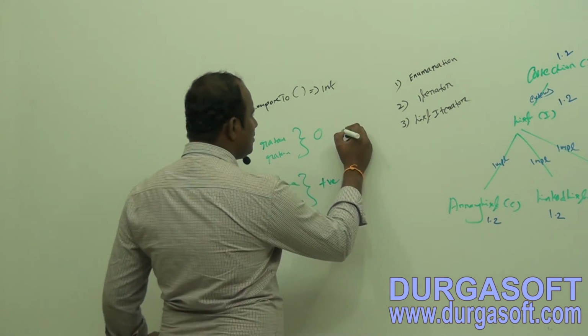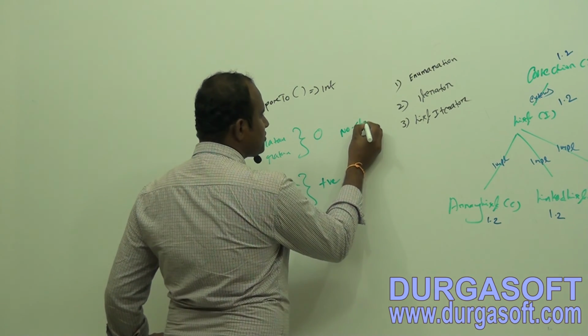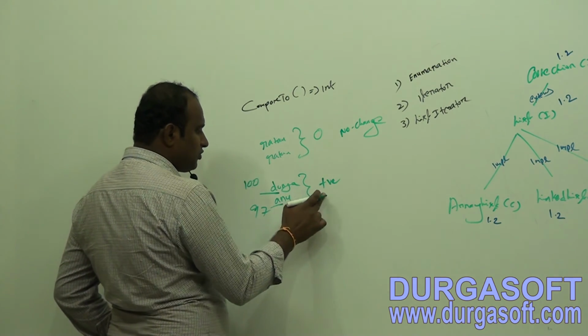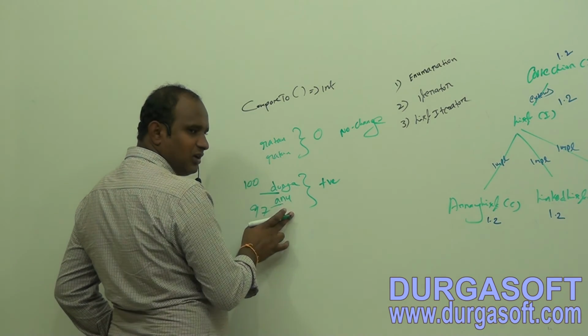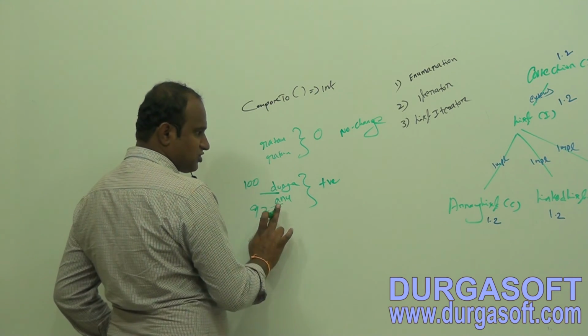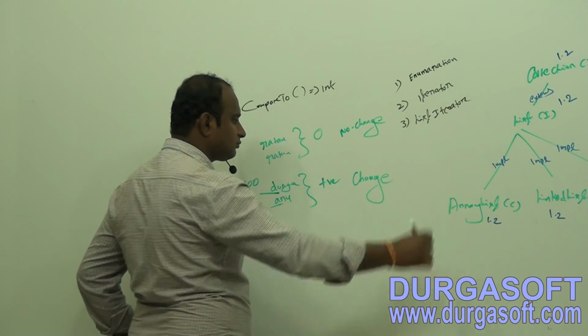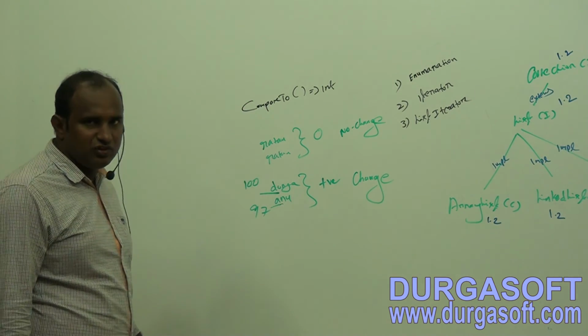So when you get 0, is any change required here? No change. So directly Ratan, no problem. When we get the positive value, do we require the change or not? First Durga then Anu, but it should be first Anu. Here when we get the positive value, change is required.